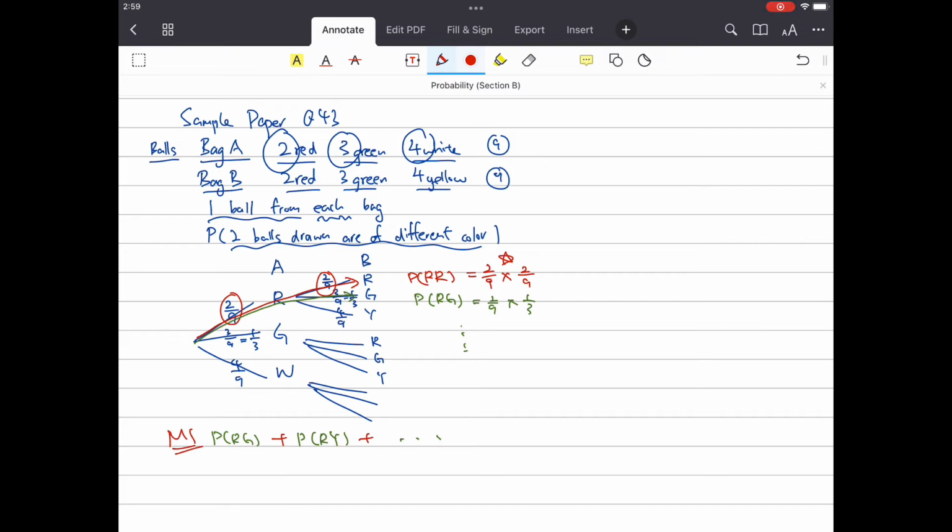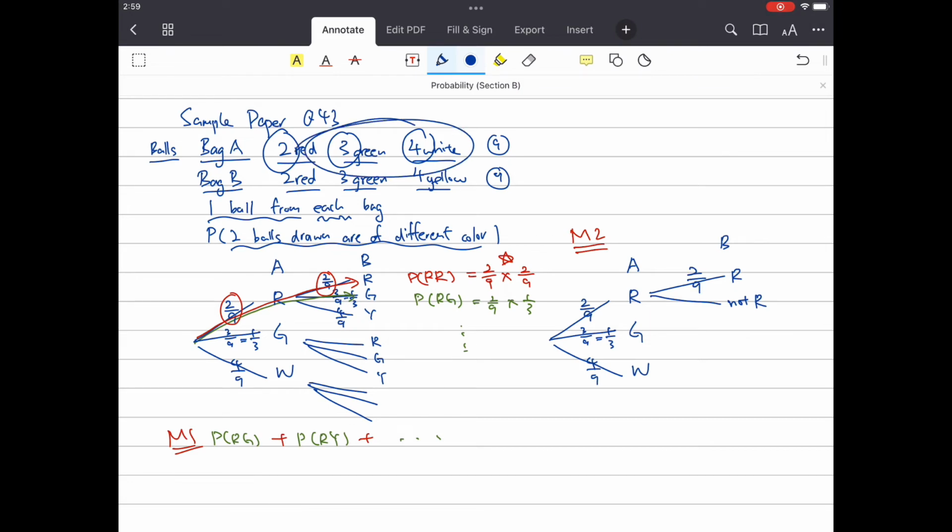So we may use a simplified tree diagram. For bag A, we are using exactly the same diagram. For bag B, we just need to know whether it's a red ball or it is not a red ball. For not having a red ball, you add the green and the white balls together. So there are 7 balls out of 9, which is 7/9 for the probability.